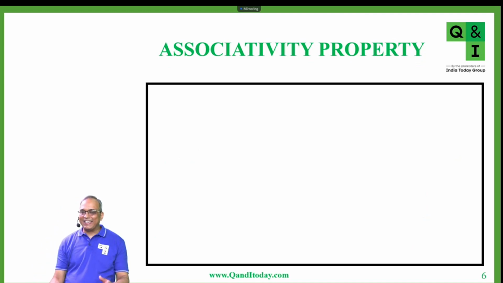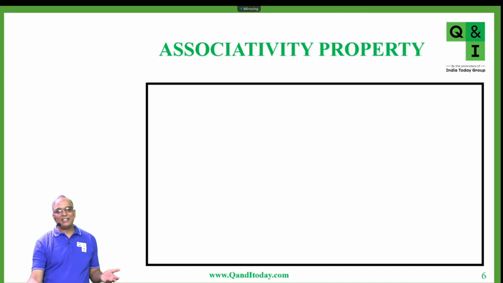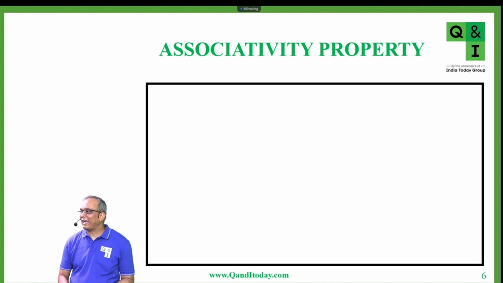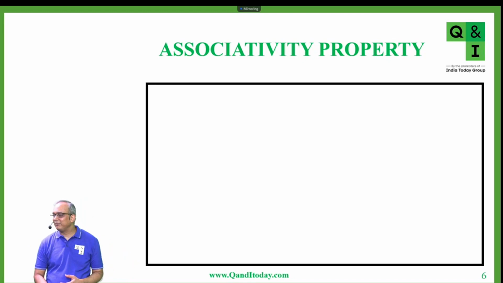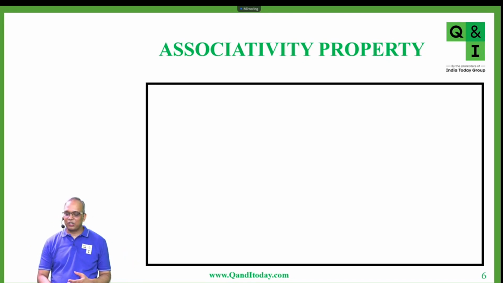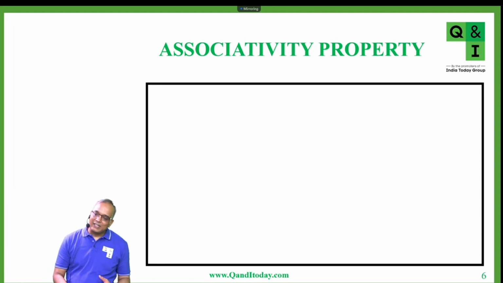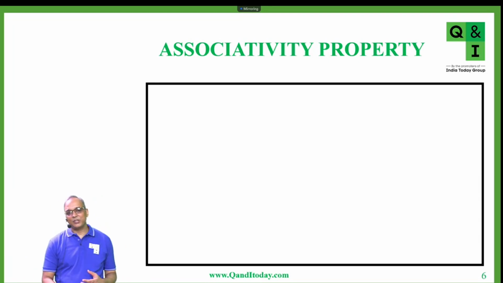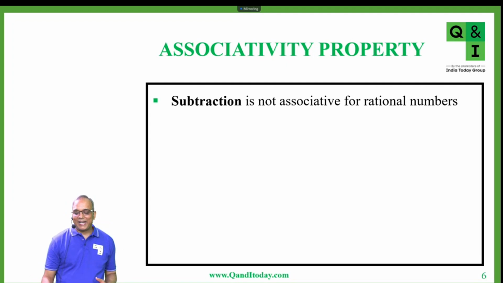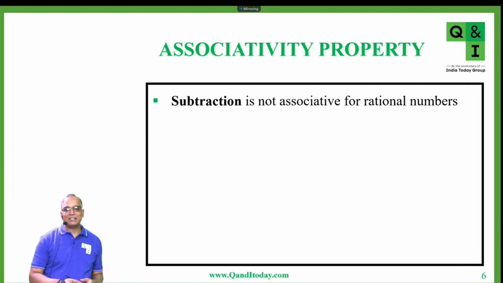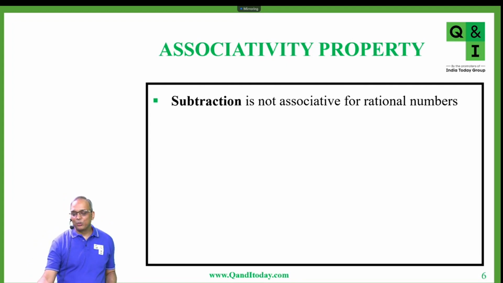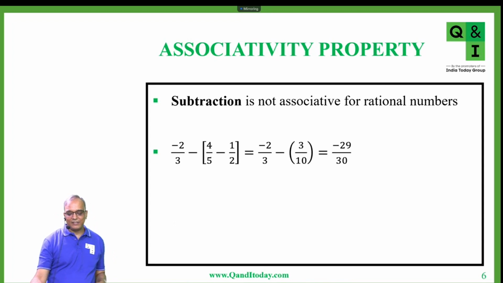Now let us check, is subtraction associative for rational numbers? Can someone tell me whether subtraction is associative or not? No, sir, it's not associative. Yeah, it is not associative. You are correct. So subtraction is not associative for rational numbers. Again, let's do it with an example. Let us understand it with an example.